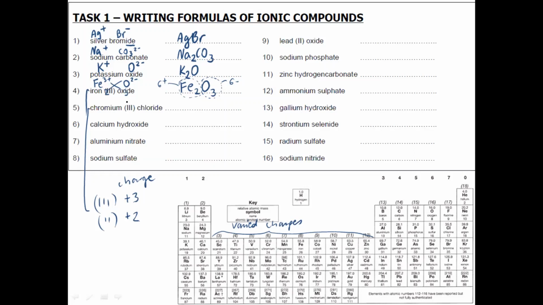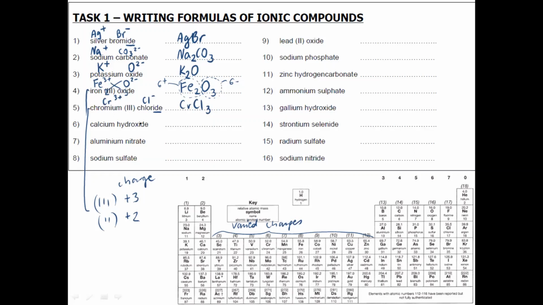Okay, next one, chromium 3 chloride, the same idea. Cr3 plus, and chloride is over here, minus 1, because it gains 1 electron. So I need 3 chlorides for 1 chromium to cancel out the ions. So you can see for an ionic compound to be formed, the pluses and minuses need to cancel out.